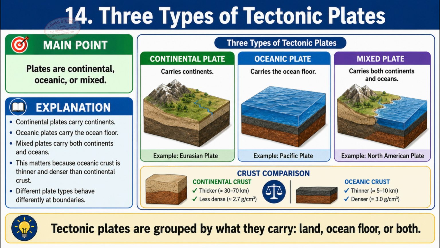3 types of tectonic plates. Plates are continental, oceanic, or mixed. Continental plates carry continents, oceanic plates carry ocean floors, and mixed plates carry both continents and oceans. Plates are classified by what they carry. Continental plates carry land masses, oceanic plates carry the ocean floor, and mixed plates carry both. This matters at boundaries because oceanic crust is denser and thinner than continental crust, so the two behave very differently when plates collide.